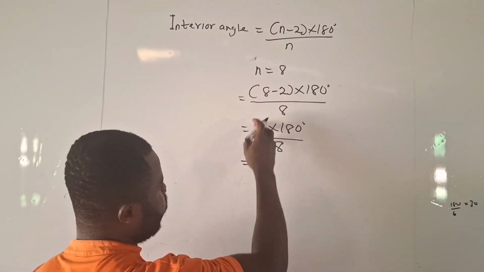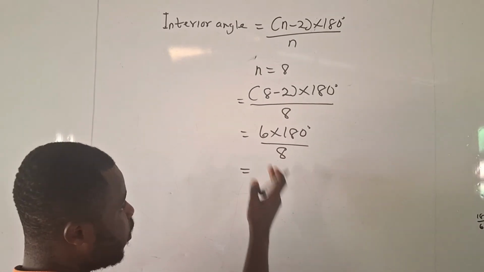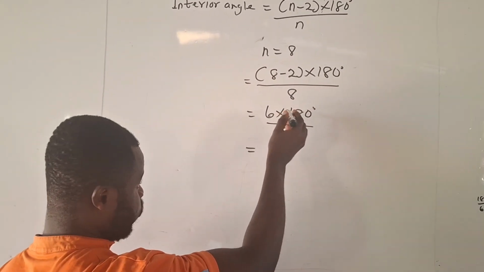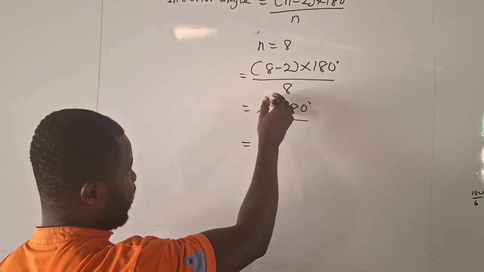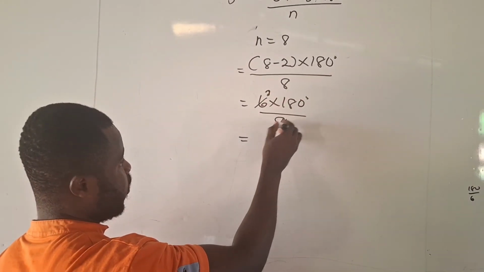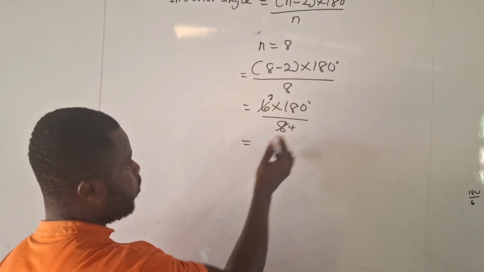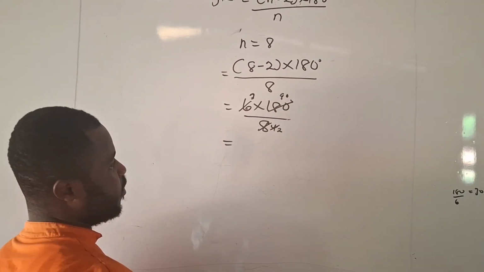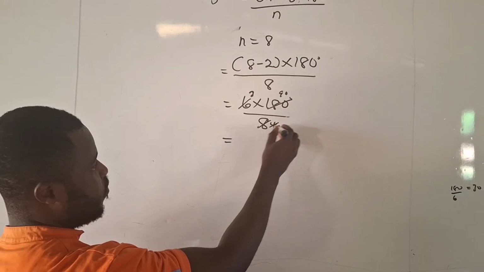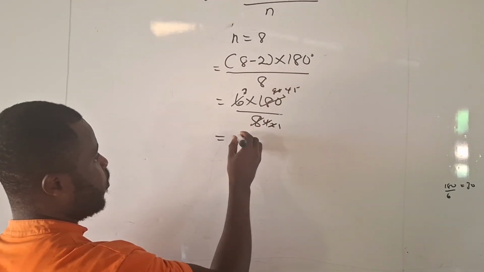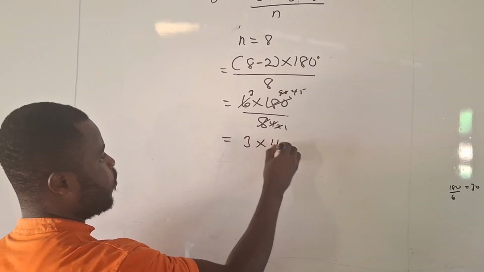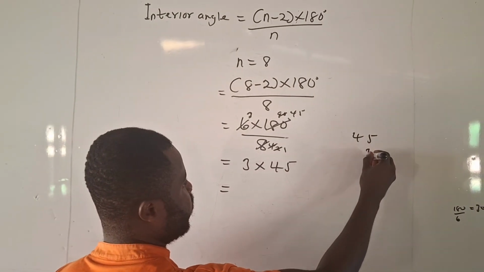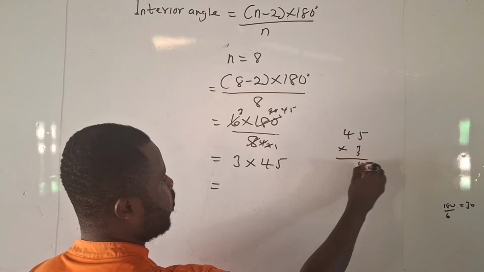8 cannot divide 180 evenly, so we can divide both by a number that is easy for either of them. Let me use 2. 2 divides 6 three times, and divides 8 four times. 2 divides 4 two times, and divides 180 ninety times. Then 2 can divide itself again once, and divides 90 forty-five times. So we have 3 times 45. 3 times 5 is 15, write 5 remainder 1.